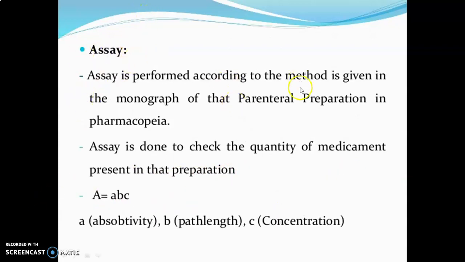Assay is performed according to the method given in the monograph of that parenteral preparation. In the pharmacopoeia, assay is done to check the quantity of the medicament present in that preparation, that is A = abc, where capital A is absorbance, small a is absorptivity, small b is path length and c is concentration.